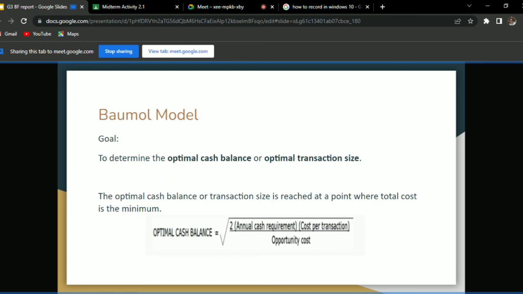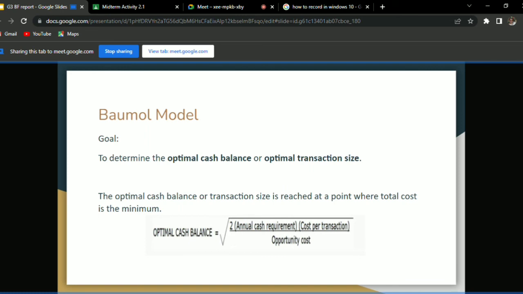So Baumol model. Sa atong Baumol model, to determine the optimal cash balance or optimal transaction size. So, the optimal cash balance or transaction size is reached at a point where total cost is minimum. Mao ni siya ang optimal cash balance or transaction size, mao ni siya ang maka-generate sa pinakagamay na total cost. Mao ra gyud ni siya ang only nga maka-give og pinakagamay nga total cost.